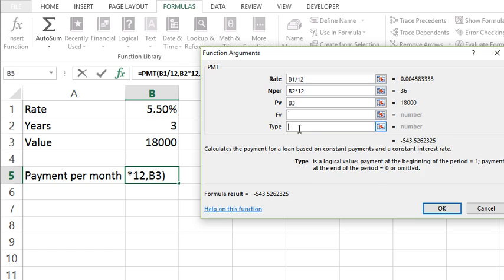Then you have type. And type is if you're making your first payment at the beginning of the period. So if I got this loan for this car today, am I going to make my first payment today, or am I going to make my first payment a month from now? So if I was going to make my first payment today, I would put in the number 1. And of course, interest gets calculated differently because I'm paying more away from the principal right away. Or if you leave it blank, it's at the end of the first month, which is a lot more typical. So I'm going to leave that blank.